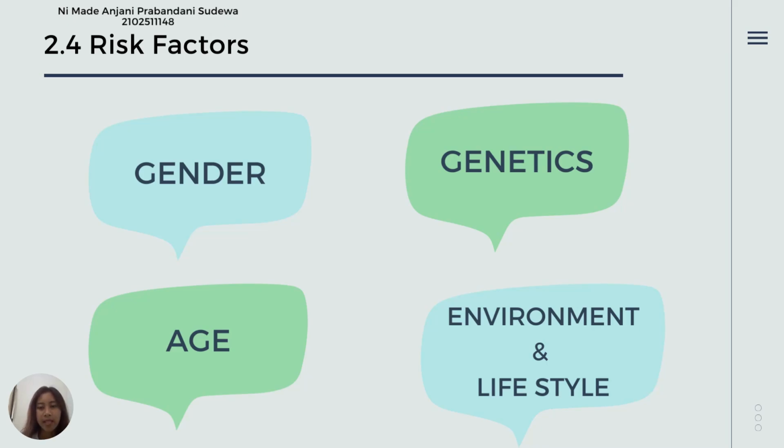And the next is genetics. People with gene HLA-B variation are more likely to have spondylitis, but not everyone with this gene variation will get this disease. And the third is age. The symptoms of spondylitis commonly occur in the age range of 17 years old to 45 years old. And last is environment and lifestyle. Several studies have stated that smokers and people who rarely exercise have a higher risk of suffering spondylitis.